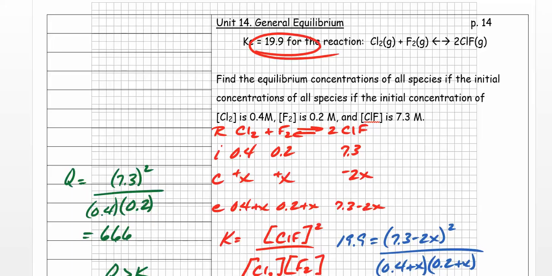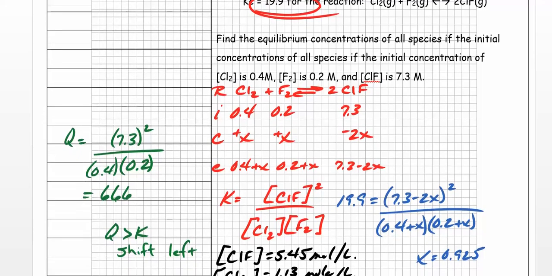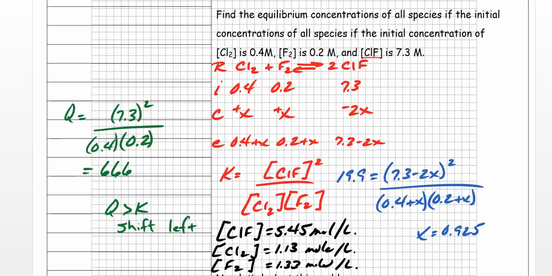So I'm going to begin with a RICE table. So here we go. R is, of course, just the reaction. We have Cl2 plus F2 in equilibrium with 2 ClF. They've given me these initial concentrations of 0.4, 0.2, and 7.3 molar, respectively. But the question becomes, in which direction does the shift occur? Is it left or right? Or maybe not at all. Maybe I'm at equilibrium. Well, let's check.